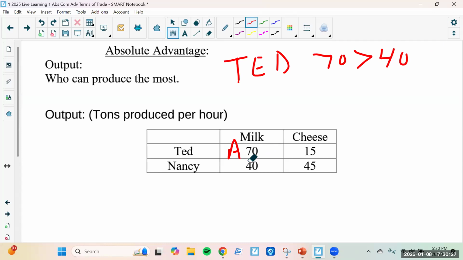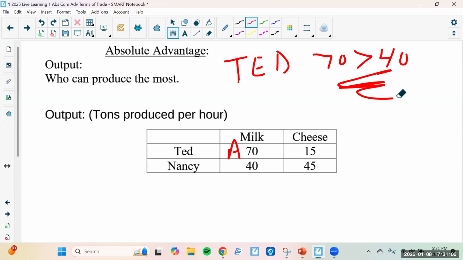Now I know you are comparing Ted's output in tons per hour of milk versus Nancy's output in tons per hour, which is 40. And if this was a free response question, that's all you would have to say. That would answer the question. The question was, who has the absolute advantage in milk production? Explain. The answer, Ted, 70 greater than 40. The 70 greater than 40 is actually your explanation. You don't have to write it in sentences. Now, probably it would be best because Ted can produce 70 units in an hour and Nancy can only produce 40. That's probably the best way to write it, but you don't have to.